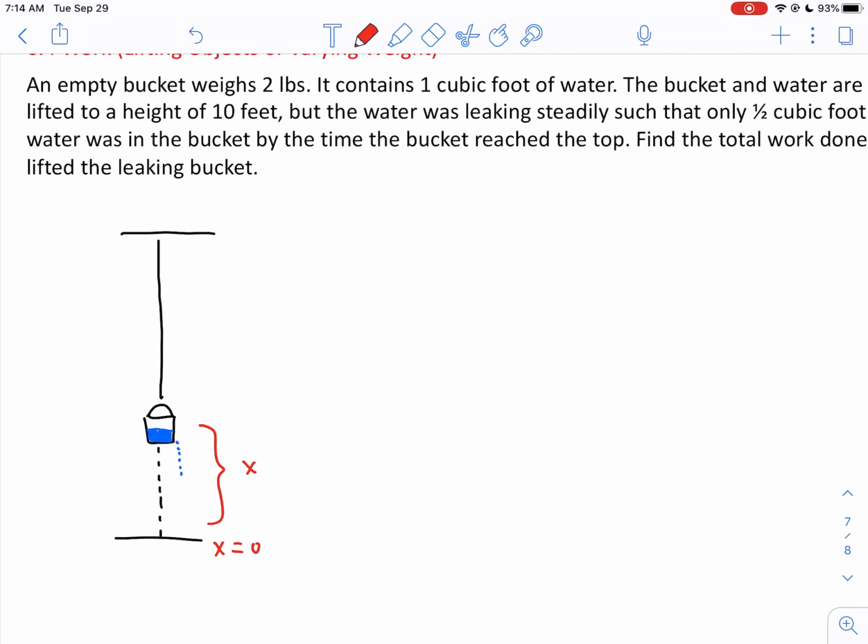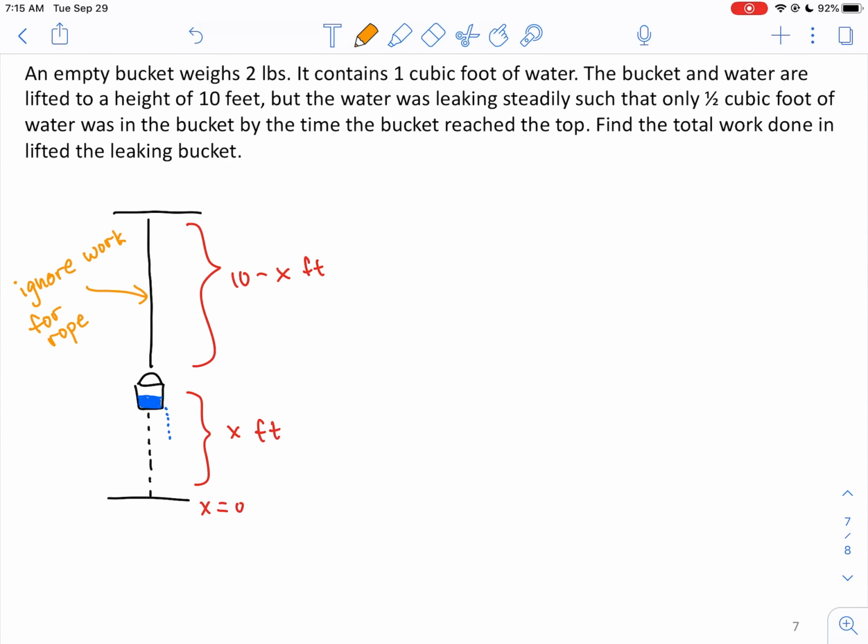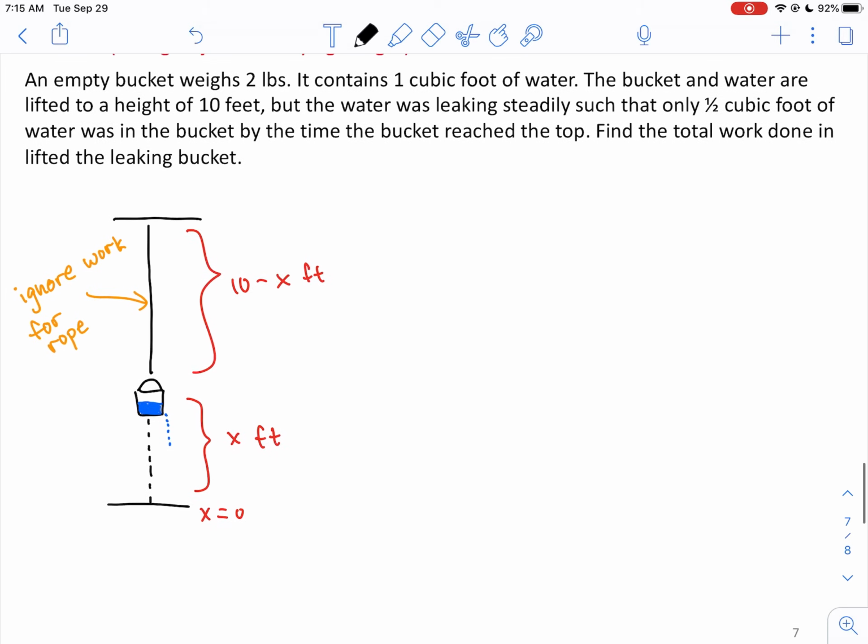Well, we want to do 10 feet total, so we know that this amount is going to be 10 minus X feet. We are ignoring the weight of the cord in this case. That wasn't the case in our first example. Ignore the work for the rope. This question only asks to find the work done in lifting the leaking bucket. How much work is done to lift just that is all we're after. Be mindful, sometimes they want you to take into account the rope and sometimes they don't. Just look carefully in the wording.